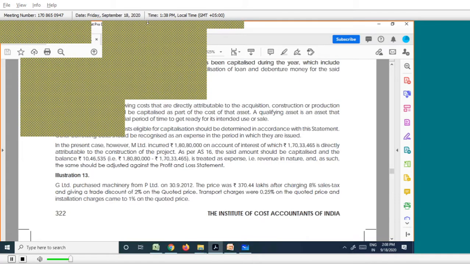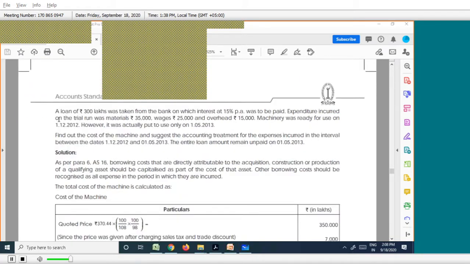So, a loan of rupees 300 lakhs is taken and interest is paid at 15% per annum. That is one charge we have to think about, that interest. I will explain how to think about that. And apart from this, there is expenditure incurred on the trial run: 35,000, 25,000, and 15,000.